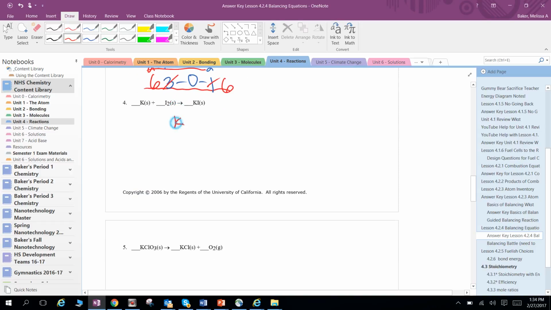Oh, number 4 looks a little easier. It's just got K and I. 1 K on each side, and the I's are not balanced. So I'm going to need a 2 in front of the KI, which means that fixes my I's, but now my K's are off. If I add another K on the left side and put a 2 out front, now everything is balanced.